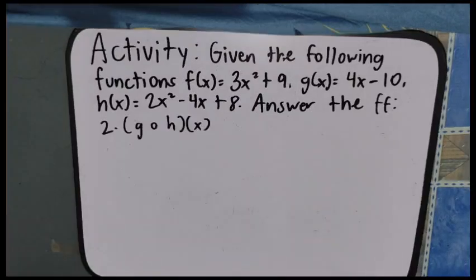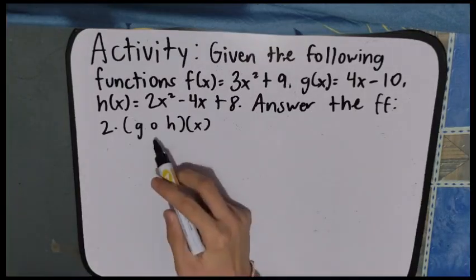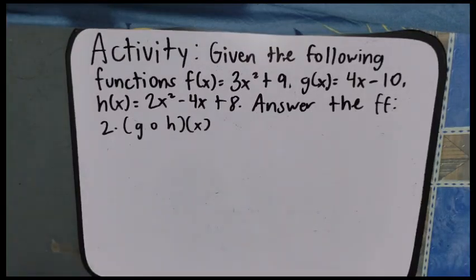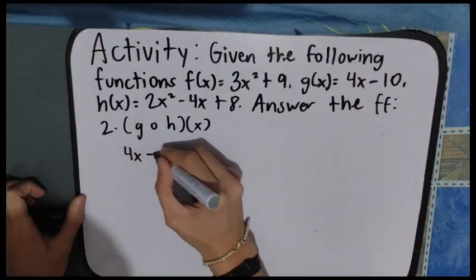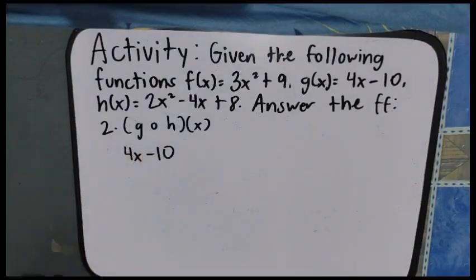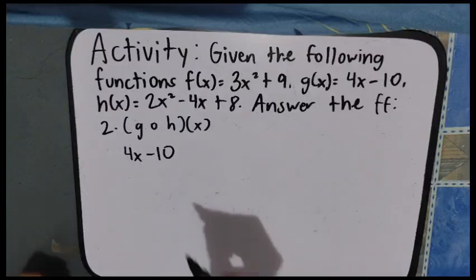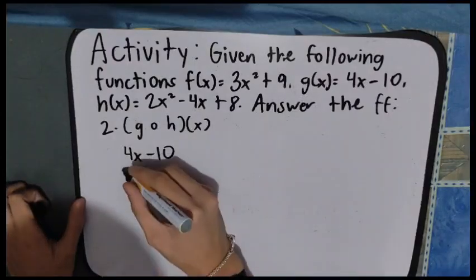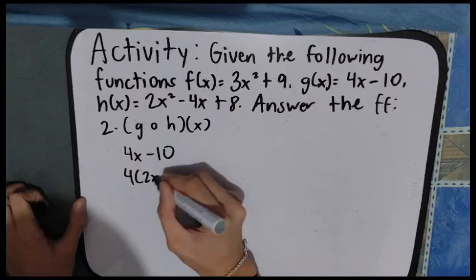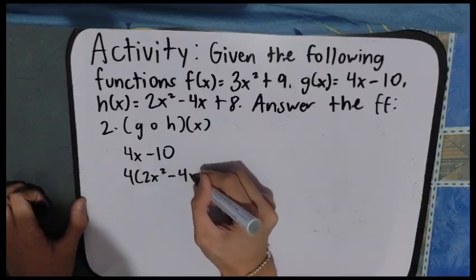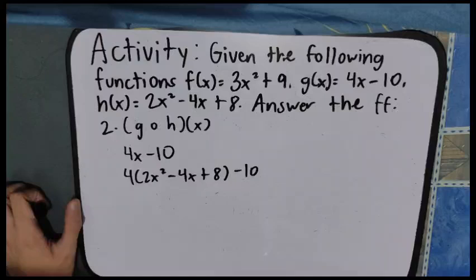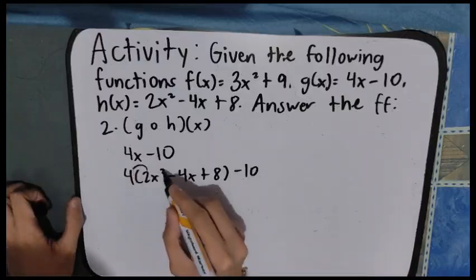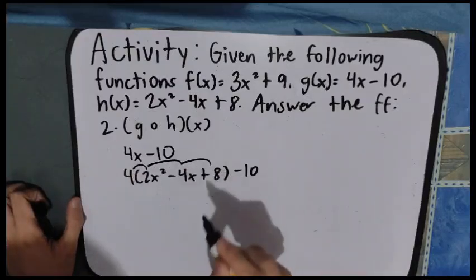So the next item is g of h of x. So copy g of x, 4x minus 10, and then substitute it with the value of h of x. So 4 times 2x squared minus 4x plus 8, then copy minus 10. Then distribute 4 to these terms.